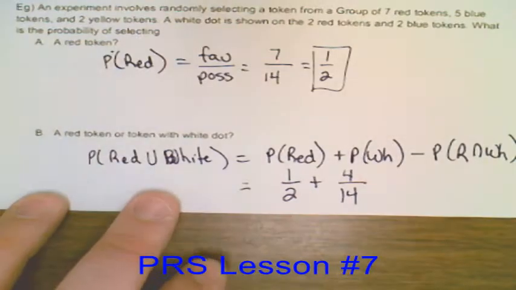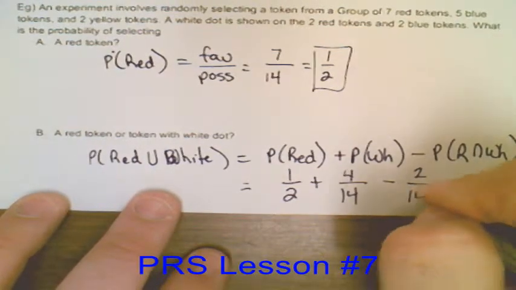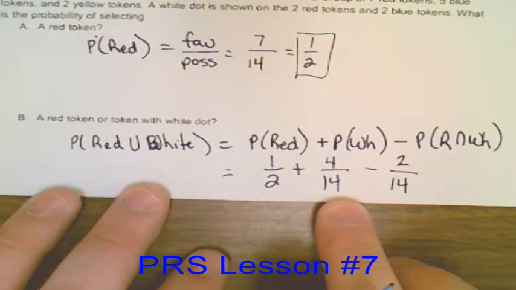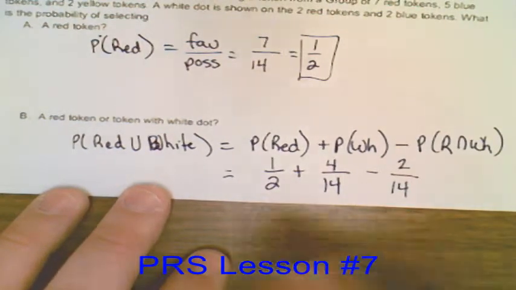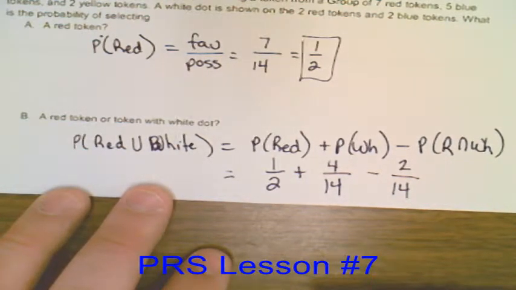The probability of drawing a white dot. Well, I go back up to the situation. There are 4 white dots. So 4 out of my 14 are white dots. So I'd add those together. But some of those white dots are also red, so I've got some overlap going on here. In fact, 2 of them are red with white dots. So I've got to subtract the 2 out of 14 from that one. So I have 1/2 plus 4 out of 14 minus 2 out of 14.